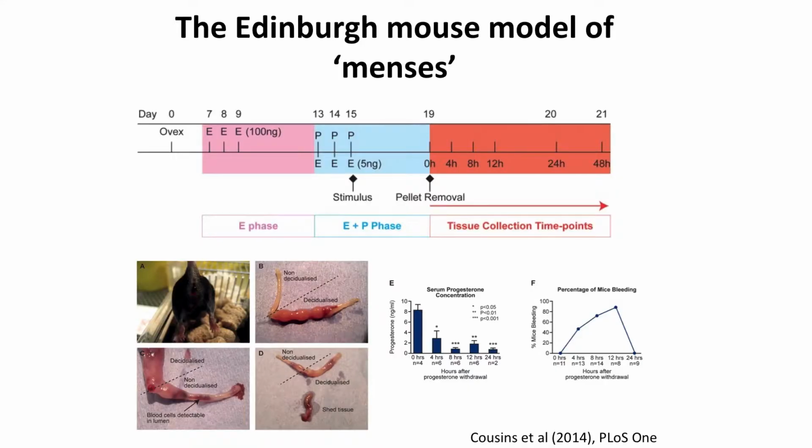So we have to mimic this, and to do this we inject oil into the uterus, and this is actually done non-surgically. We use a non-surgical embryo transfer device to insert oil into the uterus through the cervix. What Fiona was able to show was that there was a rapid decrease in progesterone concentrations when we removed the P4 pellet, and that mice exhibited bleeding between 4 and 24 hours.